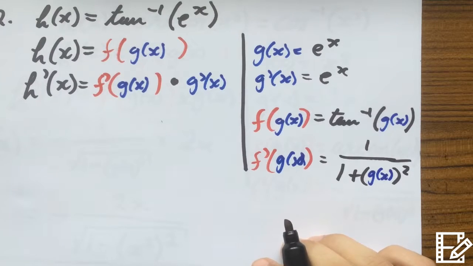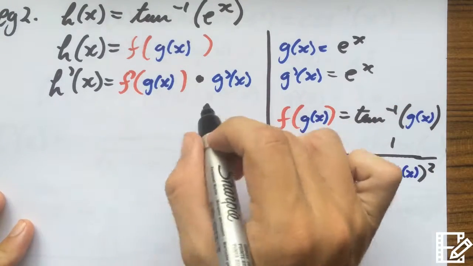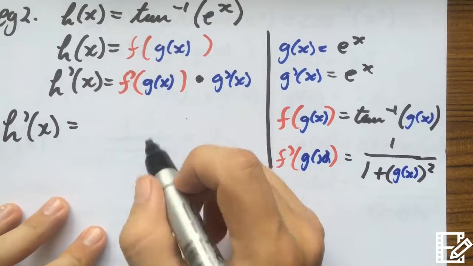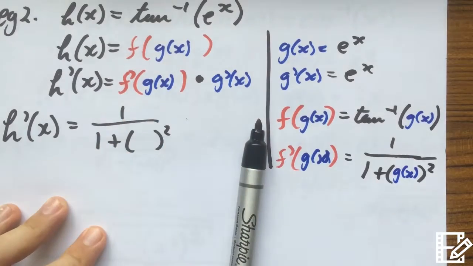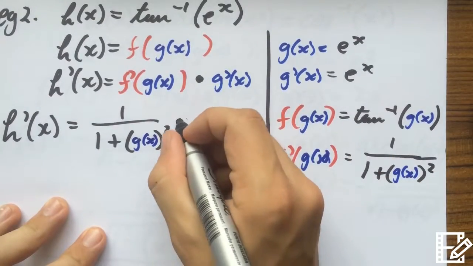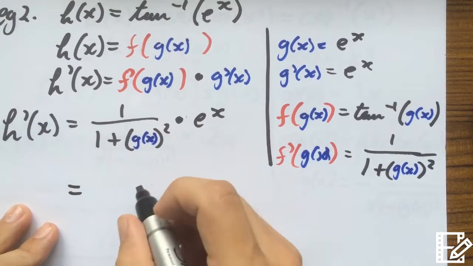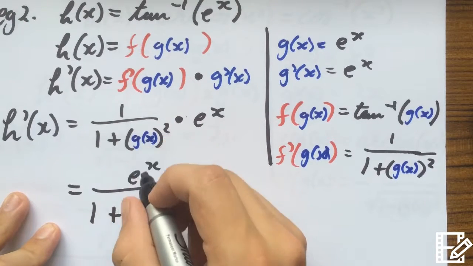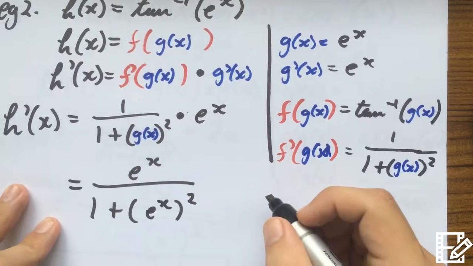Now we've got the derivative of f with respect to g(x) and the derivative of g(x). That's all we need to complete this, so now we're going to fill it in. The derivative of f with respect to g(x) is 1 over 1 plus g(x) squared, multiplied by the derivative of g(x), which is e to the power of x. Therefore, bring e to the power of x on top, over 1 plus, and I'm going to sub in g(x). We said that g(x) was e to the x.